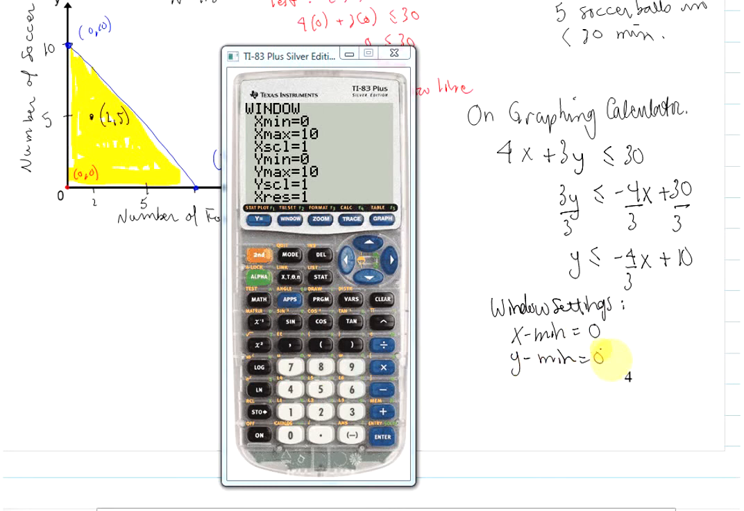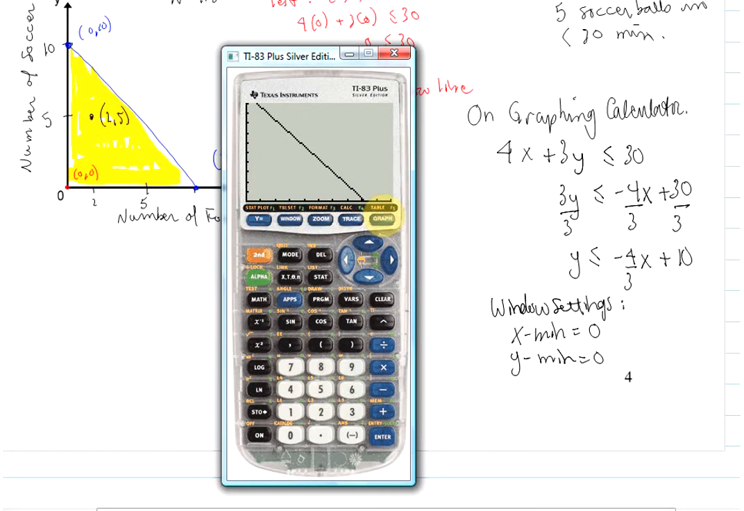Okay, and that's because negative values of soccer balls and footballs is meaningless. So what we have then is this graph. I'm missing the top there. Let me put a y max in of 12. There we go. Okay, now, right now it just shows up as a straight line.